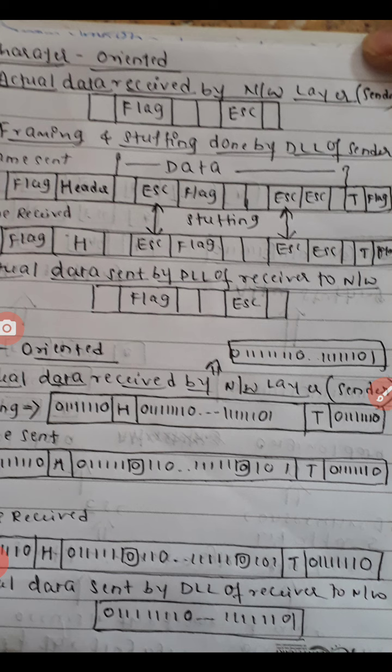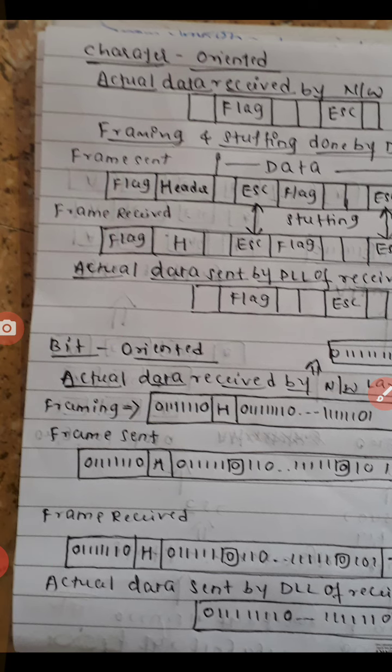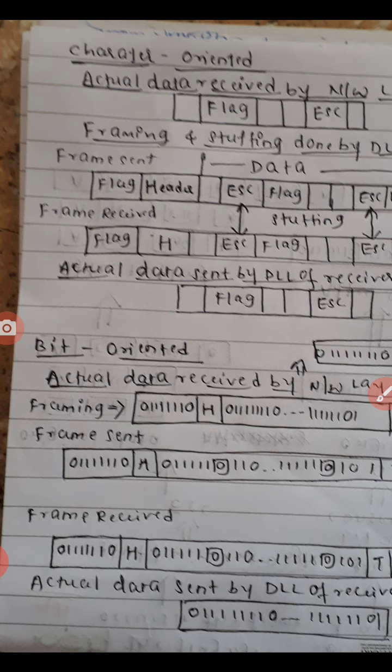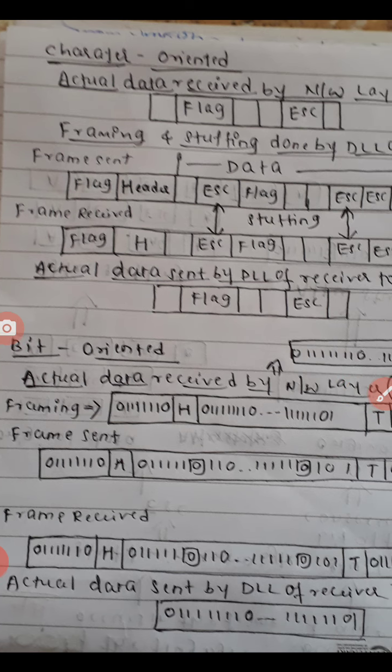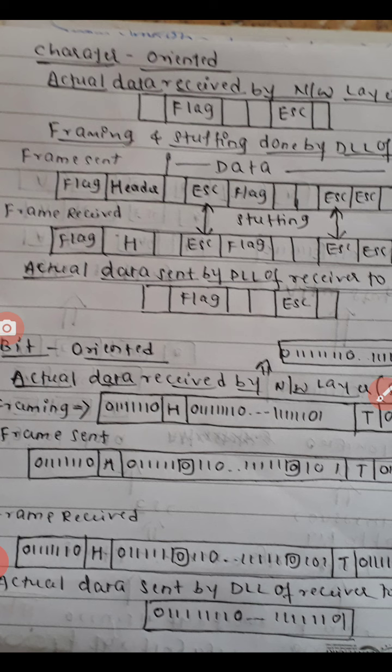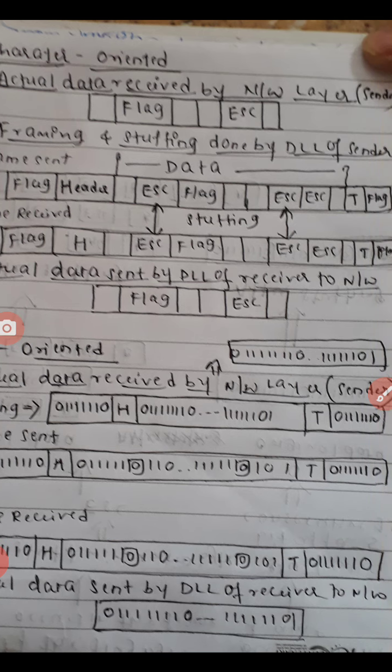Again, to make it a frame, what we need to do is attach a header and attach a trailer. Then, to distinguish one frame from another frame, in the bit oriented approach we attach the frame with the starting bit pattern and end bit pattern. So this is nothing but the bit oriented approach. Now we'll see the stuffing. Stuffing is required here because there are 5 consecutive ones. This is the frame sent, the frame with the starting bit pattern and the ending bit pattern.